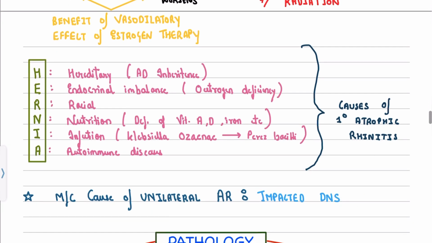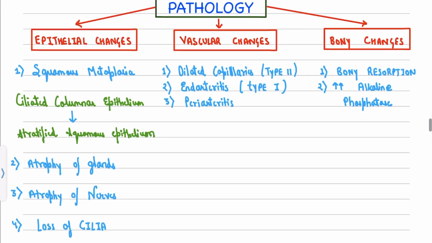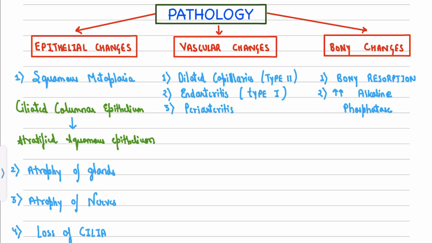Alright, now let's discuss another important part, that is the pathology of atrophic rhinitis. As soon as the patient starts to develop signs and symptoms, it is because of the following three changes. First, we have epithelial changes, then vascular changes, and finally bony changes. Let's start with the epithelial changes. In epithelial changes, there is squamous metaplasia. What is metaplasia? It is where one fully developed cell layer changes into another fully developed cell layer.